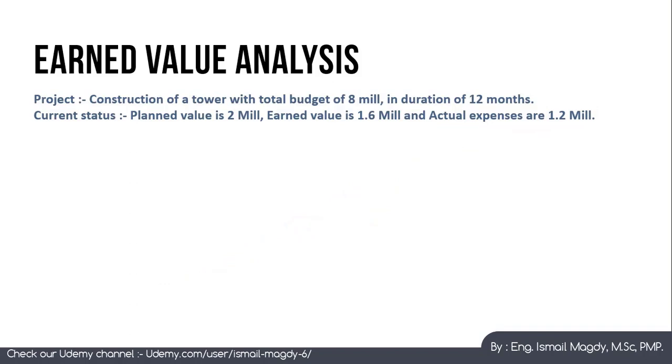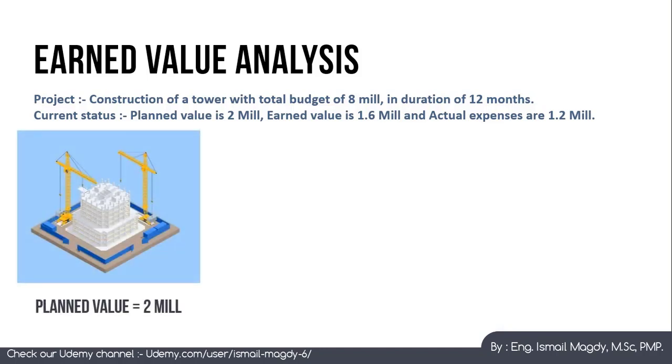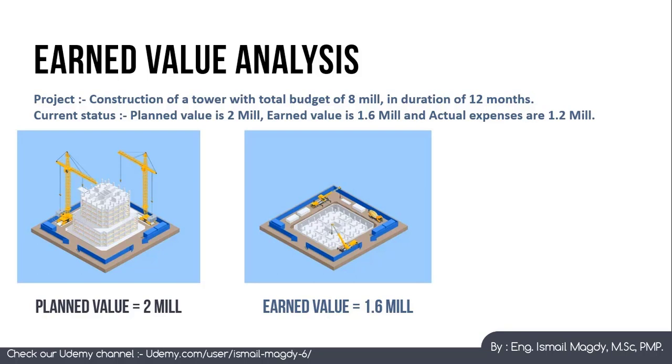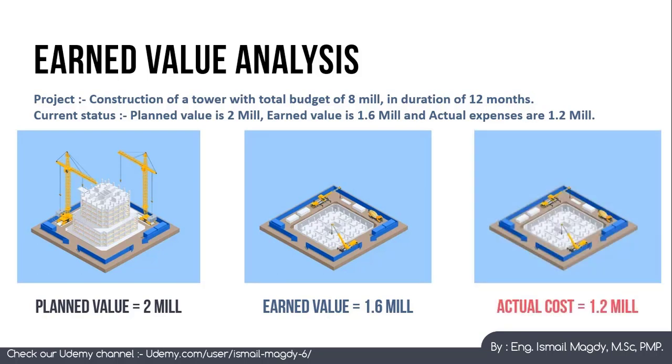Here we have a sample for a project with total budget of 8 million that should be constructed within 12 months. At a certain point, the planned value was 2 million and the earned value was 1.6 million, while the actual expenses were 1.2 million. So what is the performance status of this project? We can see that the planned value was higher than the earned value, which means that the project is behind schedule, but the actual cost is less than the earned value, which means that it is under budget. So this project currently is behind schedule and under budget.